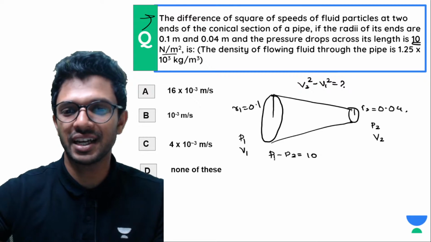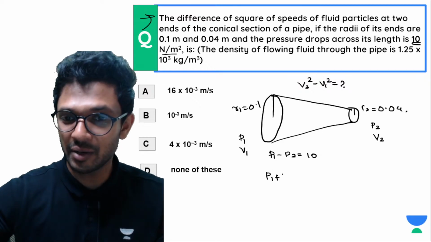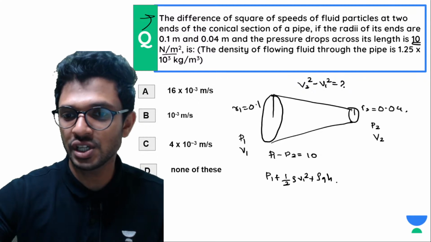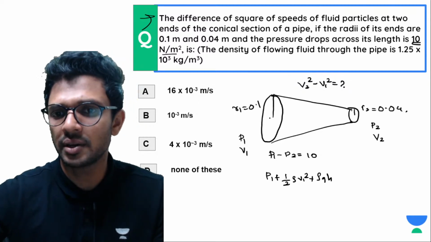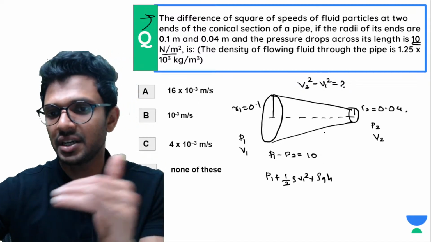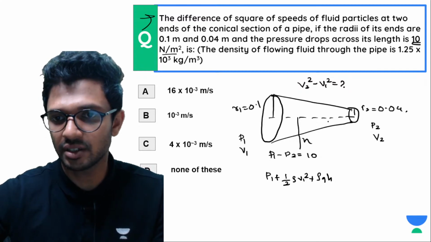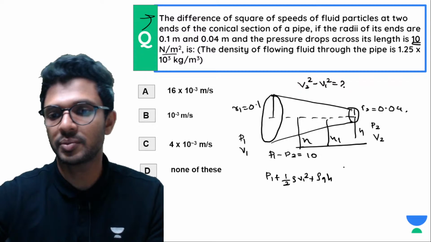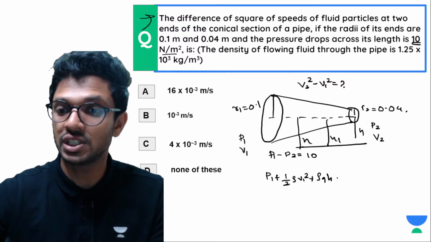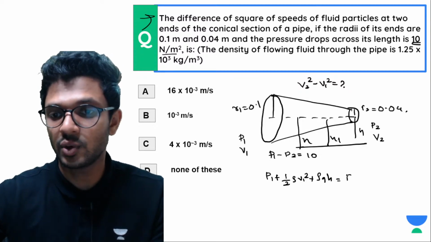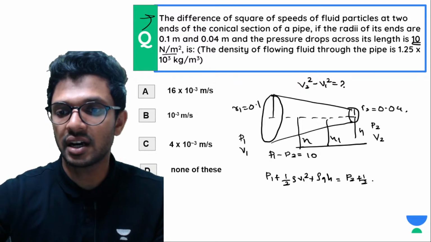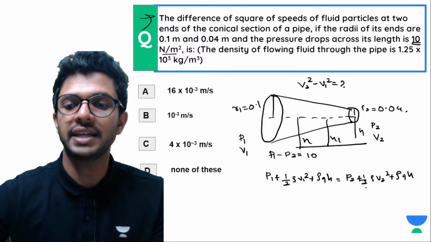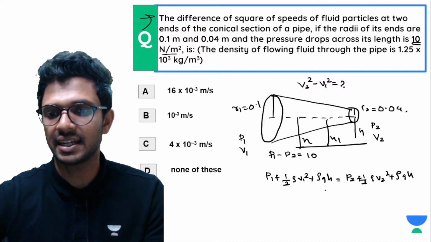Shall we? P1 plus half rho V1 square plus rho GH. I'm not putting it as H1 because you can see that this is kept in a horizontal uniform fashion, meaning all the points are at the same height from the ground. So I'm writing it as rho GH, not H1, is equal to P2 plus half rho V2 square plus rho GH. Rho GH is common, cancel it.